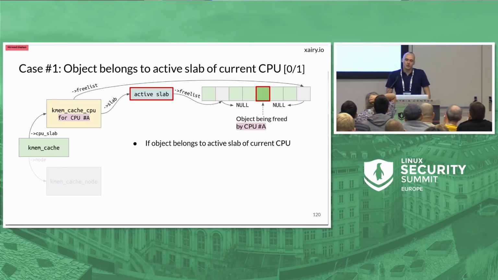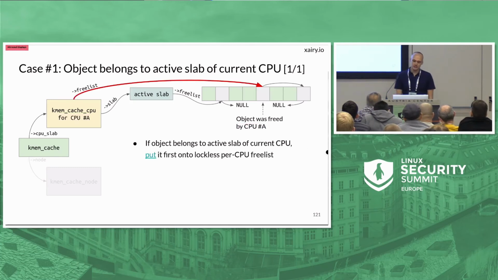Within the freeing process, we're going to look at a few different cases. It depends on which object is getting freed. The first case we're going to look at is when the object that gets freed belongs to the active slab of the current CPU. So let's assume this is the object that gets freed, and it's freed by CPU A. This is one of the slots of the active slab for CPU number A. So we have kmem_cache_cpu for CPU A, we have the active slab, we have the backing memory, and this is the object that gets freed.